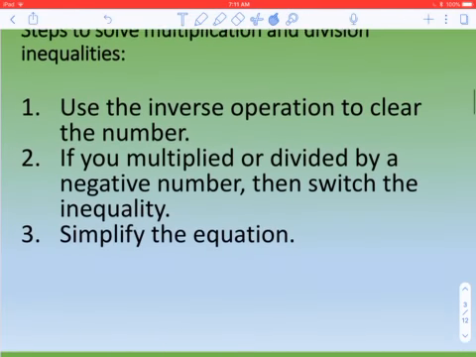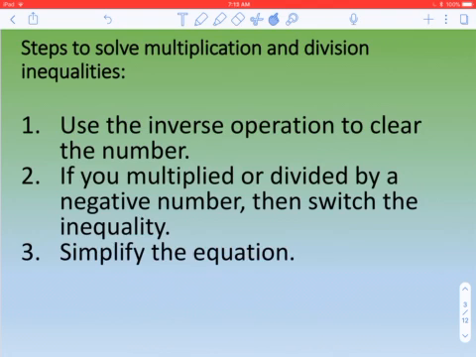So, we're still going to do the opposites. If it's a multiplication, we're going to divide. If it's division, we're going to multiply. If you multiply or divide by a negative number, you need to switch the inequality, and this is the really big thing you need to remember. And then we simplify. Sorry, this should say inequality, not equation. So then we're going to simplify the inequality.